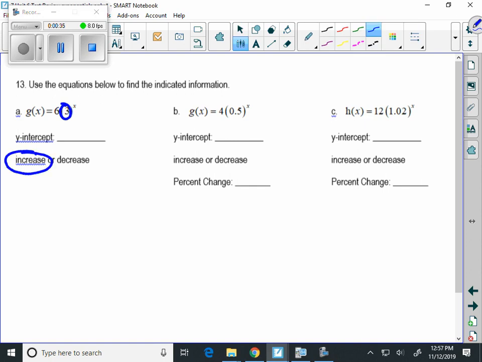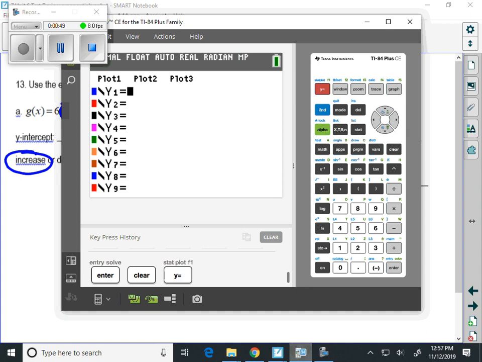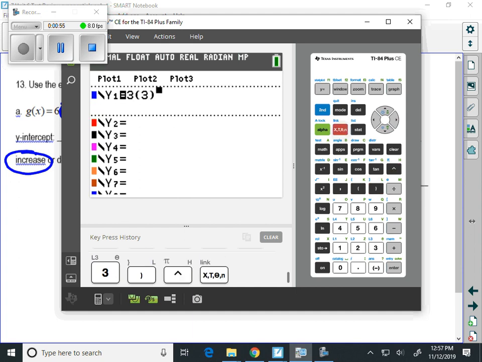So then the question becomes, well, what's the y-intercept? The thing is, if you can't look at that and tell me that the y-intercept is 6, one thing that you could do is go to the y equals part of your calculator and type in 6 times 3 to the x. And it might be nice if I typed it in correctly.